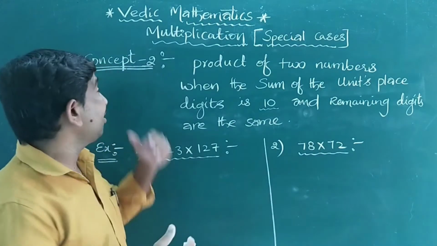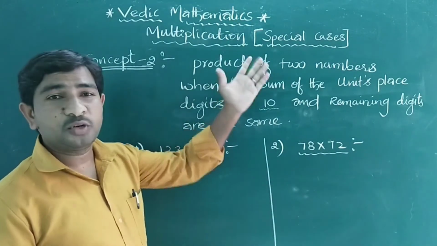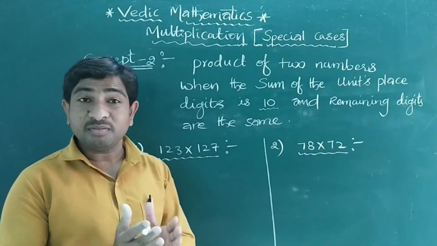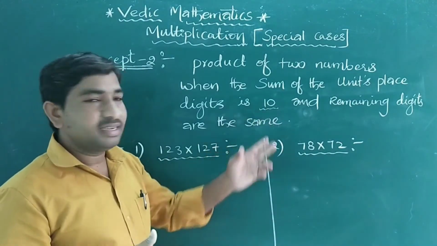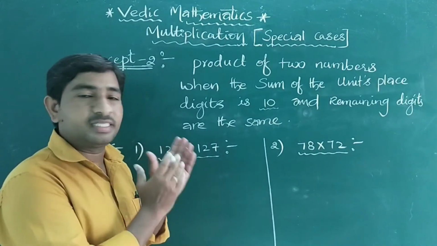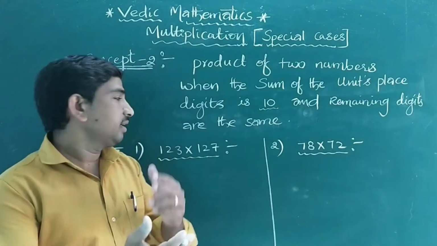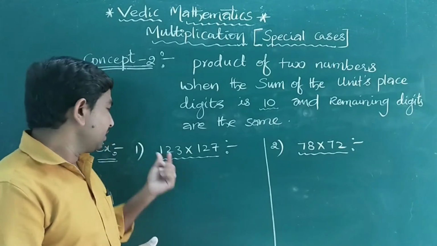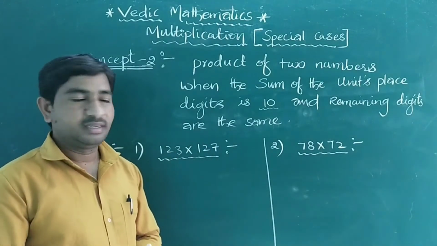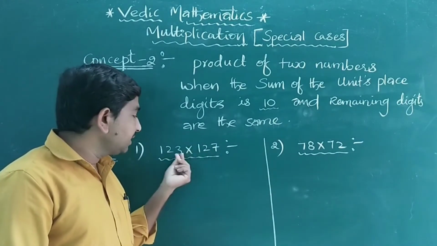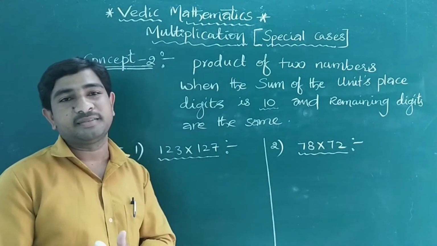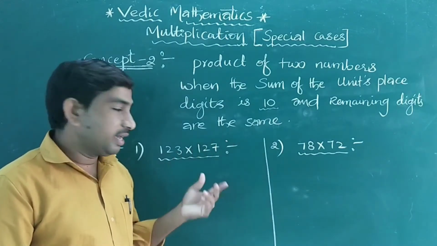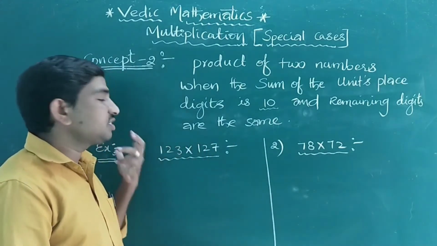Now let us see concept 2: the product of two numbers when the sum of the units place digits is 10 and the remaining digits are the same. For example, 123 into 127. If you observe, the units place digits are 3 and 7. The sum of these units place digits is 10, 3 plus 7. And the remaining tens and hundreds places are the same.